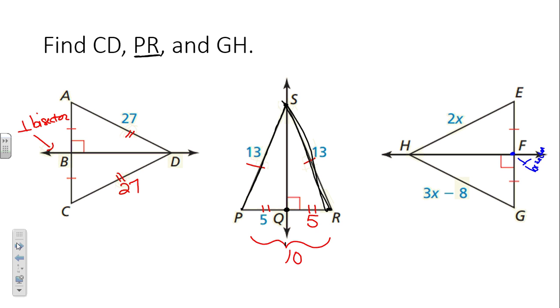So what do we know? What do you think, Chris? What do we know? So what's it going to say? What's our equation going to say? Since we know that this is on the perpendicular bisector, those two have to be congruent. So how do you want to write your equation?